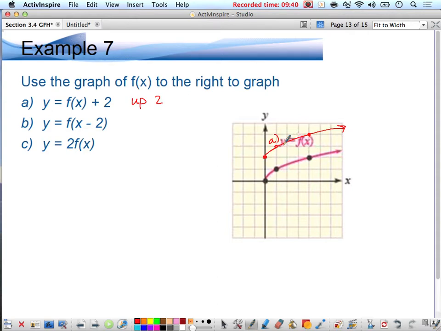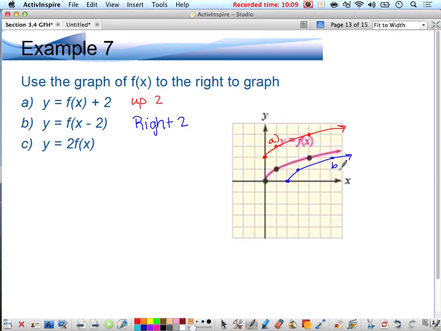Talk to me about B. Right. B is going to move everything to the right. Good, right 2 units. Thank you. So it's going to go back to the original and take the original graph and shift it to the right 2 units. To the right, to the right, to the right. So there is graph B. So it's letting you look and make sure you understand the different things that can be done to this.